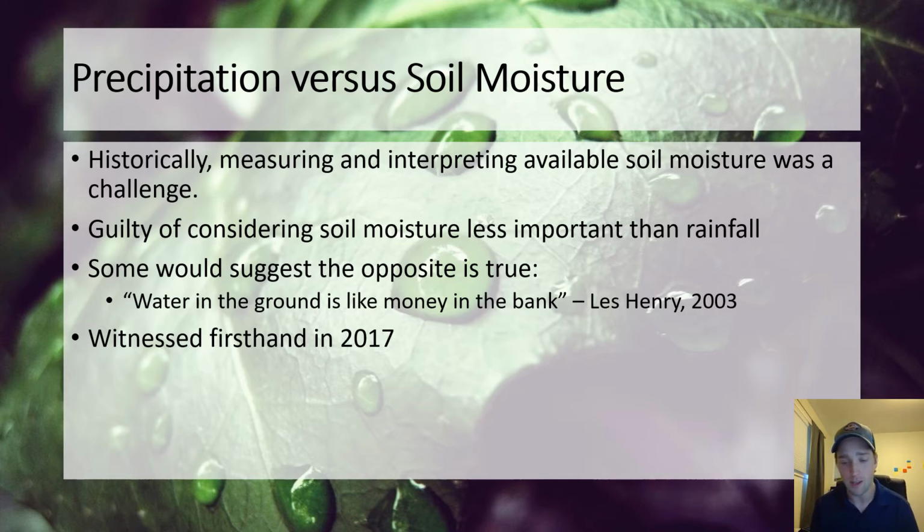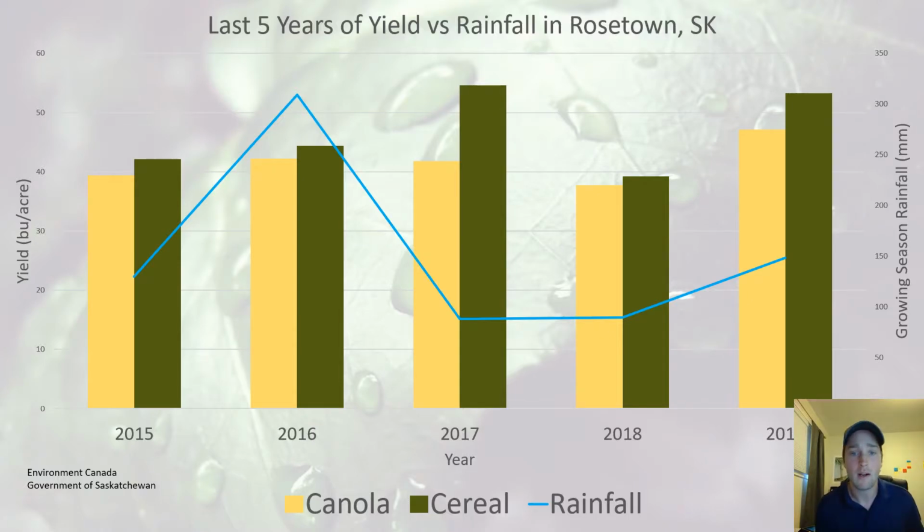So I started as an agronomist in the Rosetown location, and we saw this in 2017. And I've got a little bit of data to demonstrate this. So right now we're looking at some data. We've got some rainfall data that would have been informed by a weather station in Rosetown, so that's coming from Environment Canada. And then I've got some yield data from the government of Saskatchewan, which would be informed by Saskatchewan crop insurance, which we know is infallible.